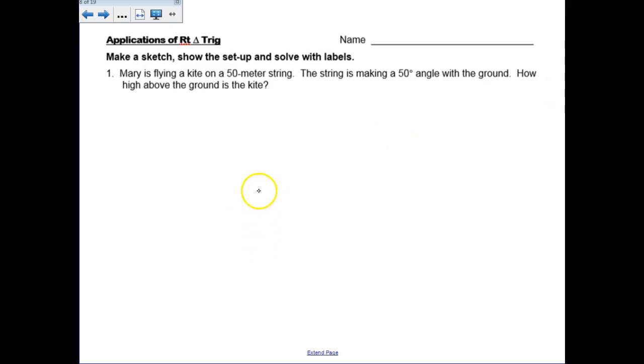So here's Mary. I don't draw, you know that. So that's Mary. And she's laying on the ground, and she's holding the string on the ground, and then it's taut because it's a kite, you know. Here we go. There, that's about all the drawing you're going to get from me today. And it says the string makes a 50-degree angle with the ground. So, you got to read these carefully because your job is to draw and label the diagram. So a 50-degree angle with the ground would be this angle right here.